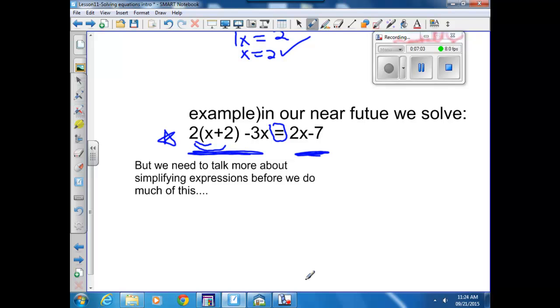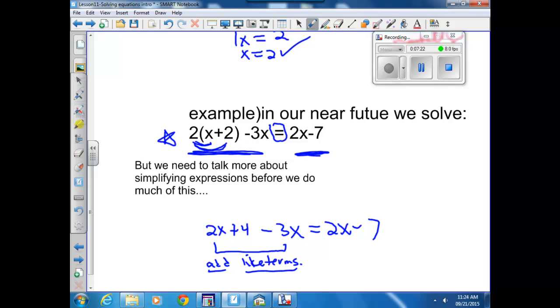So if you're rusty on the distributive property, that'll take us to 2x plus 4 minus 3x equals 2x minus 7. I'm just giving you a window into our future. Combine like terms, via adding like terms, so you can even say add like terms. So 2x plus negative 3x, or 2x minus 3x, is negative 1x. And then you have your 4, and then you have your 2x minus 7.